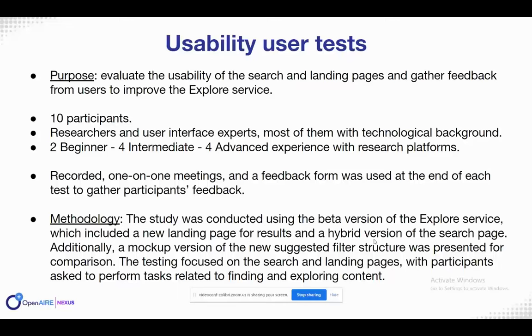The methodology we followed was done on the beta version of the OpenAIRE Explore, which was updated with the new version, and included the new landing page for results and a hybrid version of the search page from the past and how it is now. A mock-up version for more changes on the filters was presented to compare what was preferred. Participants were asked to perform tasks related to finding and exploring the content.